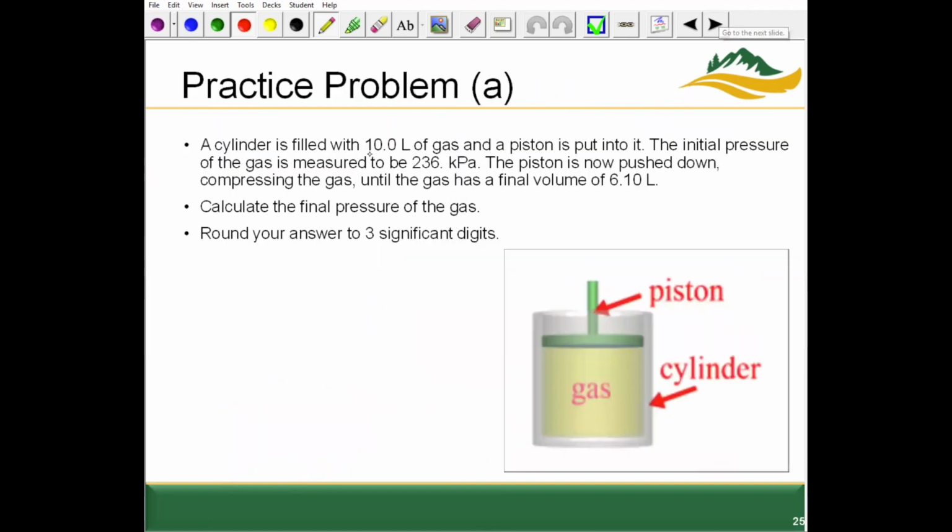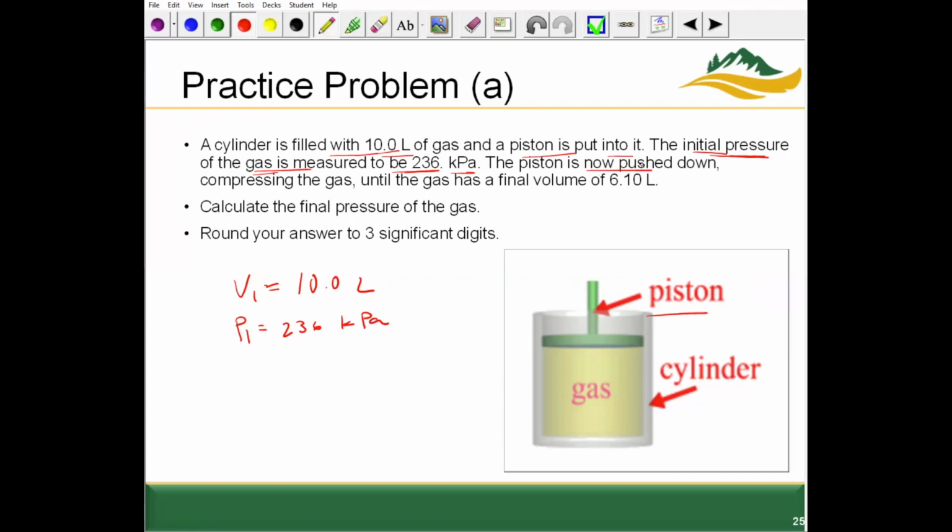So here, a gas cylinder with 10 liters of gas and a piston is put into it. Here's this piston. The initial pressure of the gas is measured to be 238 kilopascals. As I'm reading a problem like this, I would probably start to label these as volume 1, or volume initially, which we're told is 10 liters. Then pressure initially is 236 kilopascals.